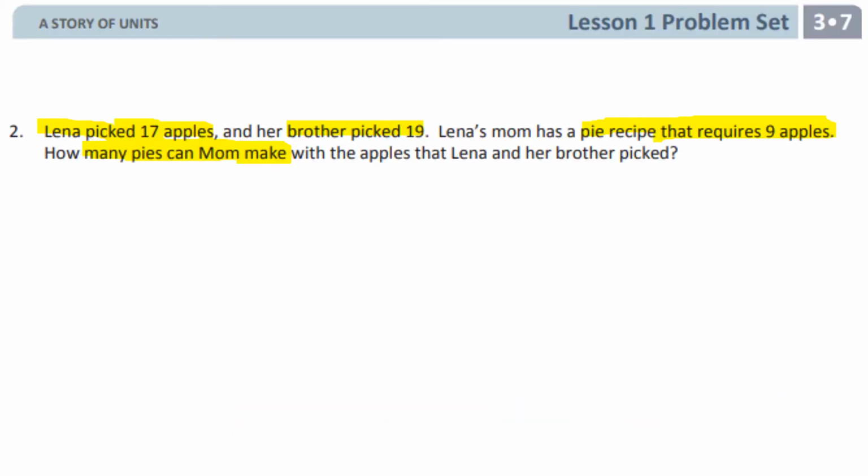Now Lena picked 17 apples and her brother picked 19. Lena's mom has a pie recipe that requires 9 apples. How many pies can Lena's mom make with the apples that Lena and her brother picked? So again, this is going to be another 2-step problem. So make sure you have your first step and then your second step.